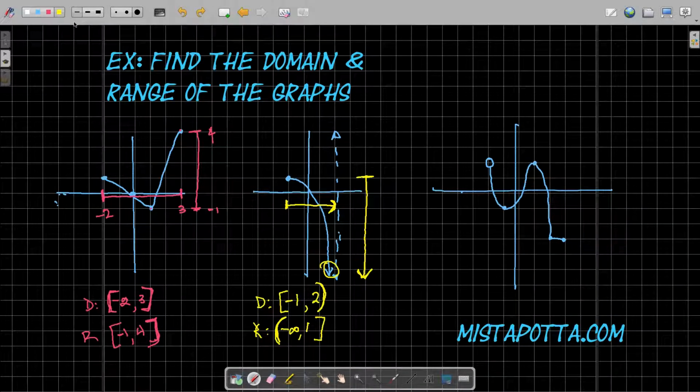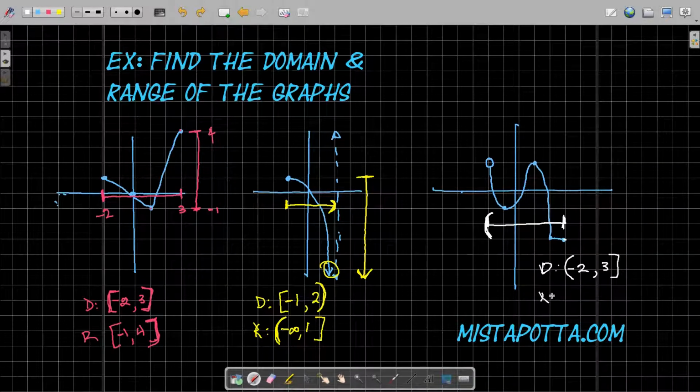Finally, looking at our third graph over here, I'm looking at the left end, which is here, but again, it's a hole. I never actually hit that point. And we're going to keep on going to the right until we hit this point here, and because this is a dot, we actually do hit this point. So my domain is going to go from negative 2, which is going to be an open interval, parentheses, to a positive 3, and because I do hit that positive 3, I am going to use a bracket.